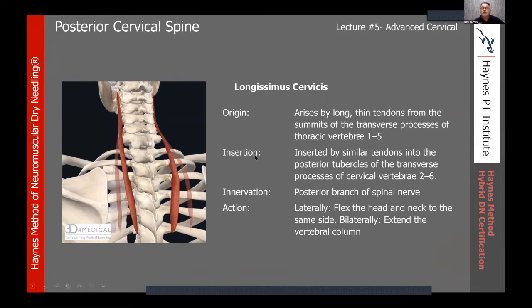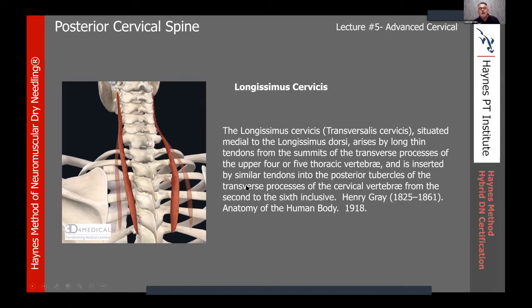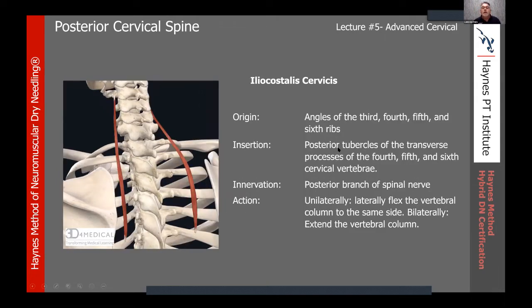Longissimus surfaces, its origin. It arises by long, thin tendons from the summits of the transverse processes of thoracic vertebrae 1 to 5, and it inserts by similar tendons into the posterior tubercles of the transverse processes of cervical vertebrae 2 through 6. And let's look at iliocostalis as well. Its origin, the angles of the 3rd, 4th, 5th, and 6th ribs, and it inserts into the posterior tubercles of the transverse processes of the 4th, 5th, and 6th cervical vertebrae.